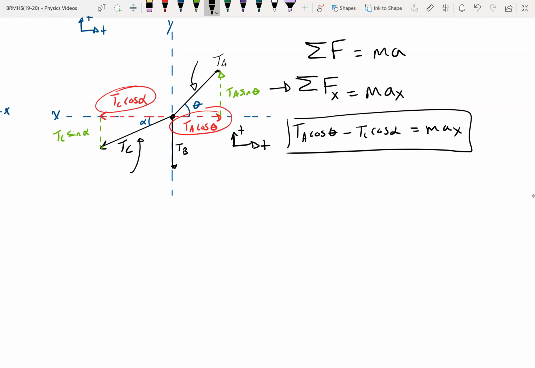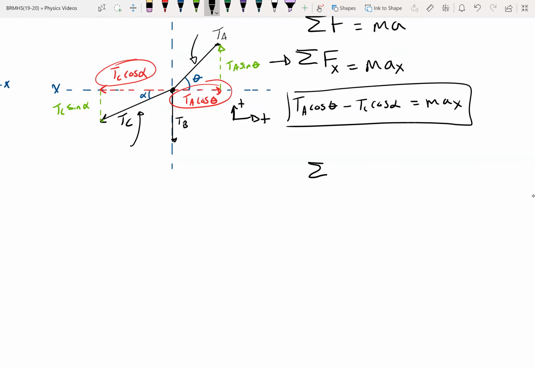Then I would have in the y direction sigma F in the y direction equals MAy.